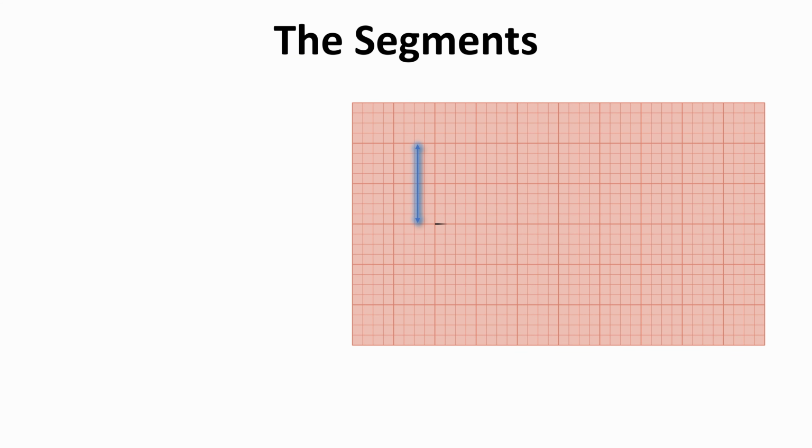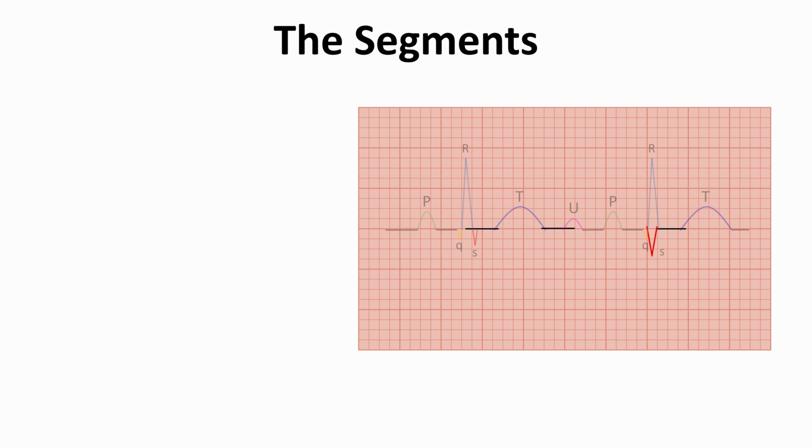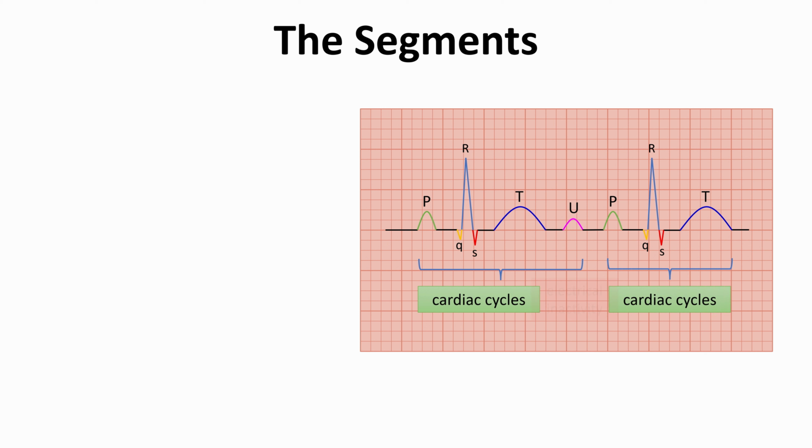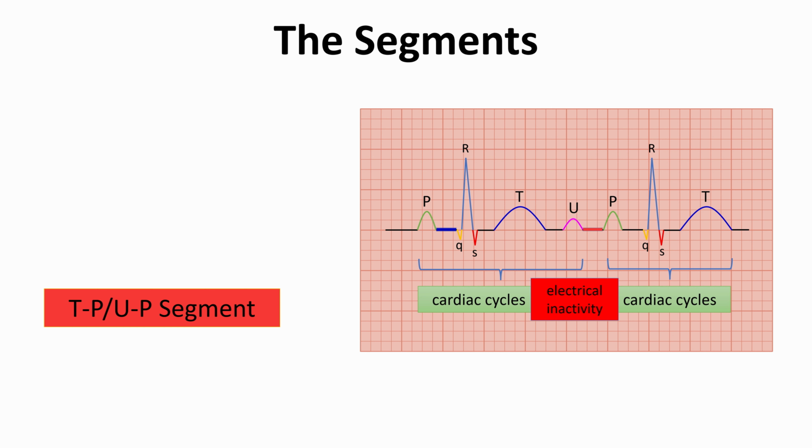The magnitude and direction of an ECG deflection is expressed in relation to a baseline, which is referred to as the isoelectric line. The main isoelectric line is the period of electrical inactivity that intervenes between successive cardiac cycles, during which no deflections are observed. It lies between the termination of the T wave, or U wave if seen, of one cardiac cycle and the onset of the P wave of the next cardiac cycle. And this segment is called the TP or UP segment.